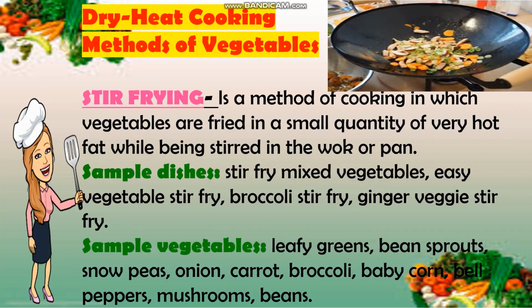Stir frying is a method of cooking in which vegetables are fried in a small quantity of very hot fat while being stirred in the wok or pan. Sample dishes are stir-fry mixed vegetables, easy vegetable stir-fry, broccoli stir-fry, ginger veggie stir-fry. And the sample vegetables are leafy greens, bean sprouts, snow peas, onion, carrot, broccoli, baby corn, bell peppers, mushrooms, beans.